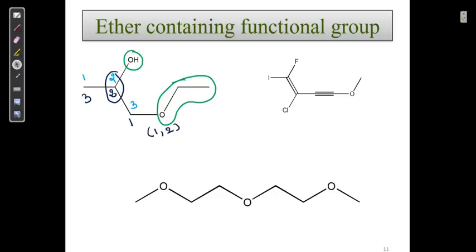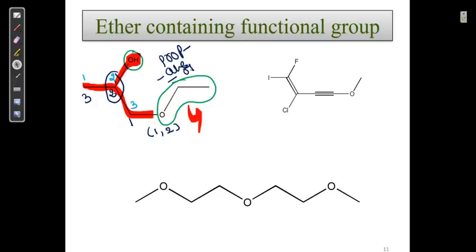So the word root is prop, the primary suffix is ane, and the secondary suffix is ol. The remaining thing is garbage. We have to arrange them alphabetically. So if you see here, that much is covered. Is it? So write that.